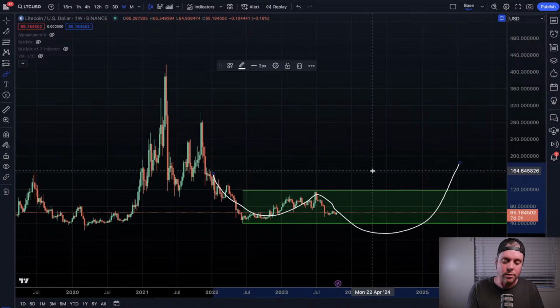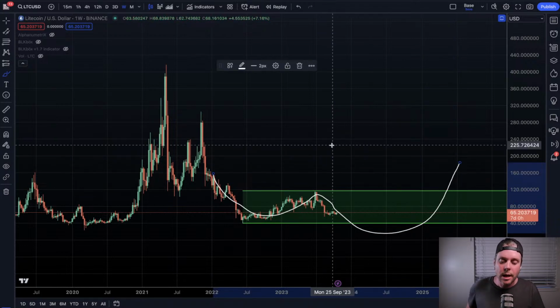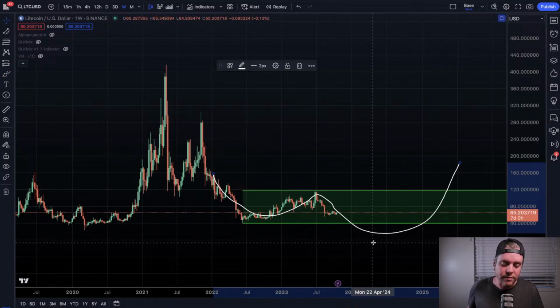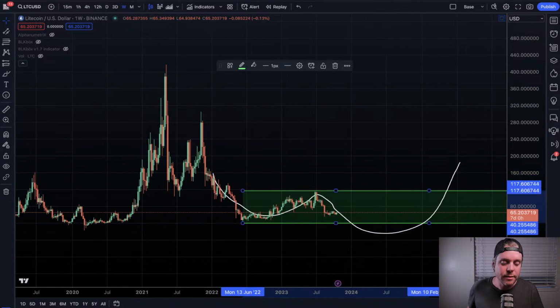Doesn't have to make a lower low. I'm just shitty at drawing. But yeah, I think there would be an incredible buying opportunity down here at the lower end of the trading range, looking at $40 for the price of Litecoin. If you see Litecoin at $40, I think it's going to be a good buy for the next cycle.